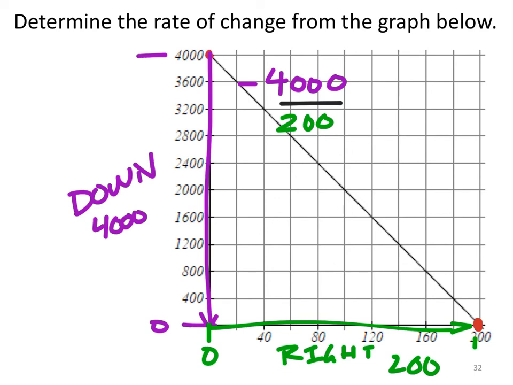Well, this can be simplified by taking negative 4,000 divided by 200. I just cancel out those zeros, which gives us a negative 20 rate of change or slope on this one.